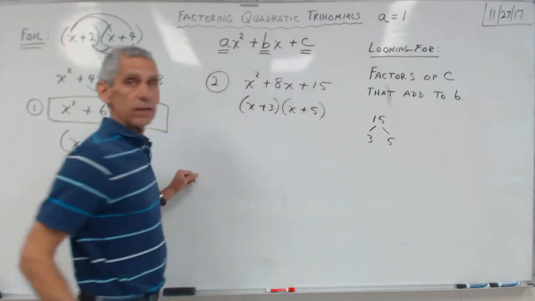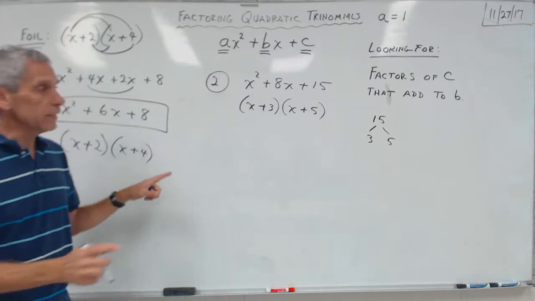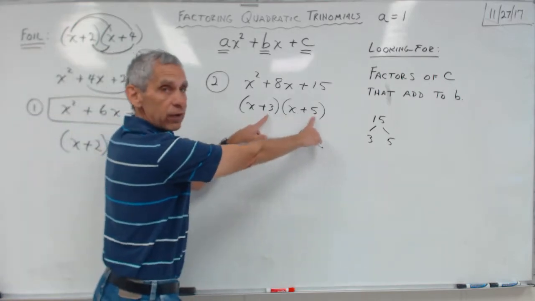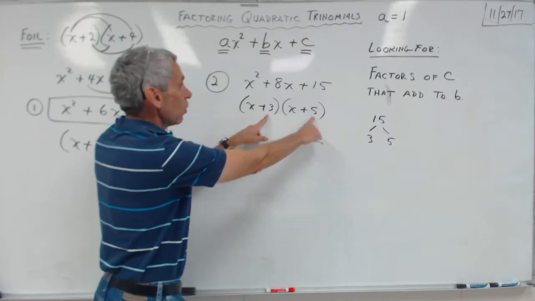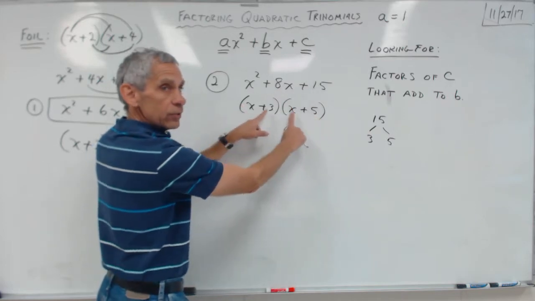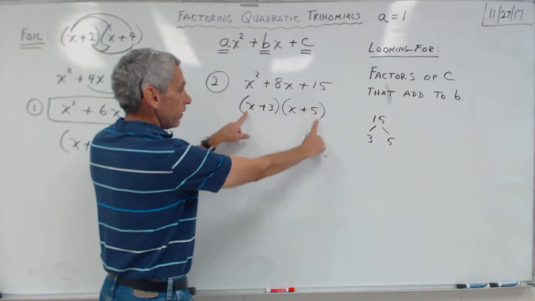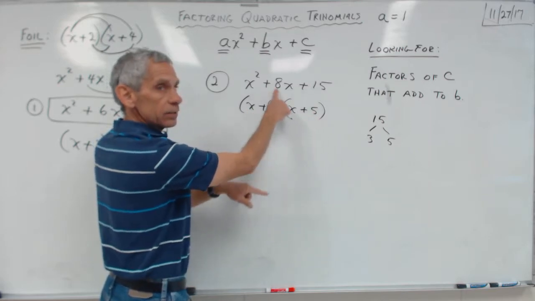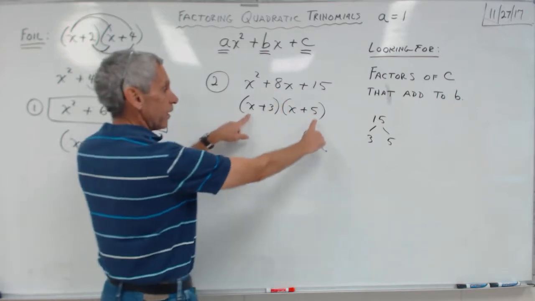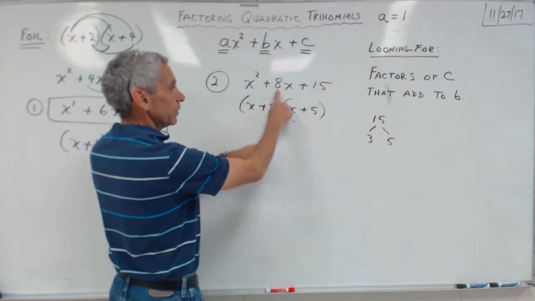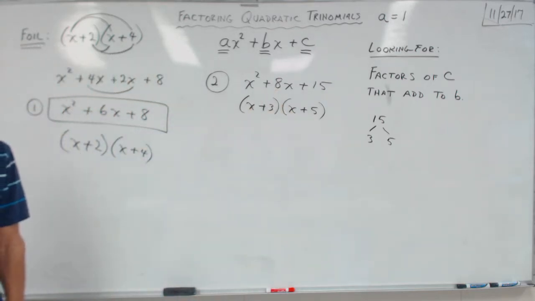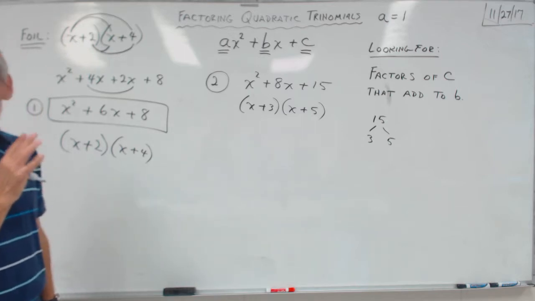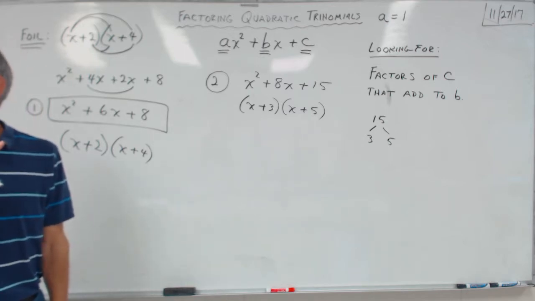And you can always double check it. It's so easy. We know 3 times 5 is 15, right? We know our b has to be our outside plus our inside. 5x plus 3x is 8x, right? Do you see that? 5x plus 3x is 8x, or 5 plus 3 is 8. Okay. So those are the easiest ones that I can give you.